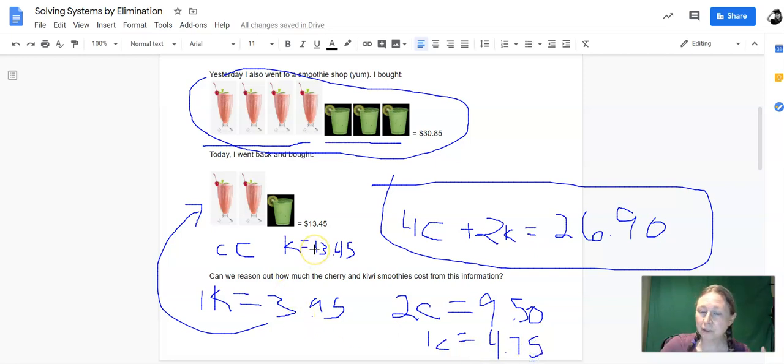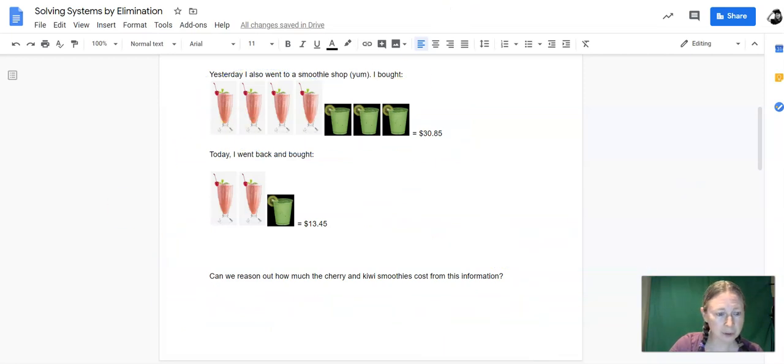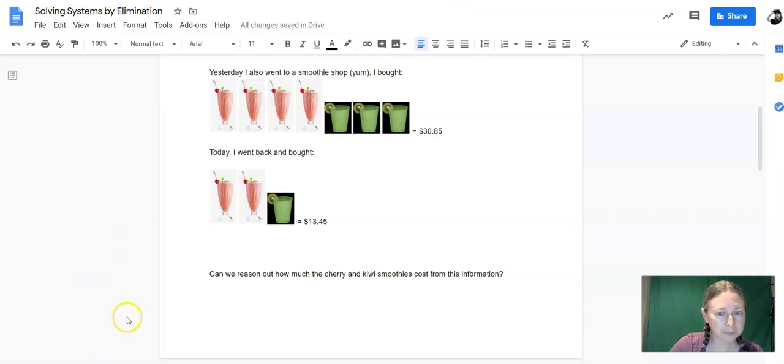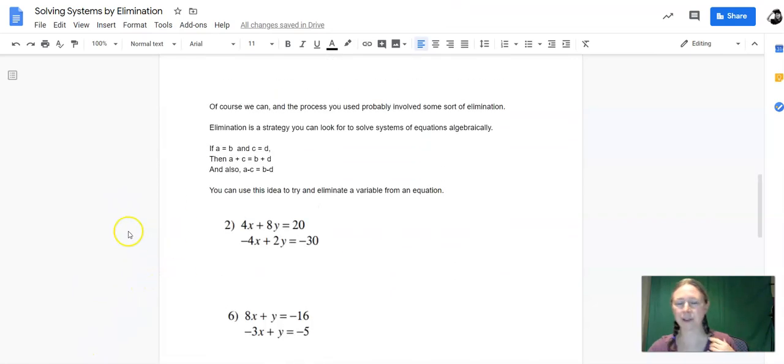So in both those situations, we figured out how much one thing cost by subtracting the difference between two equations, and it let you eliminate one variable. We either eliminated the cherry smoothies or we eliminated the French fries. And then we could solve an equation basically in one variable. Solving systems of equations algebraically using elimination is a very similar technique. So let's undo our pen tools here and scroll down so we can see how this works algebraically.